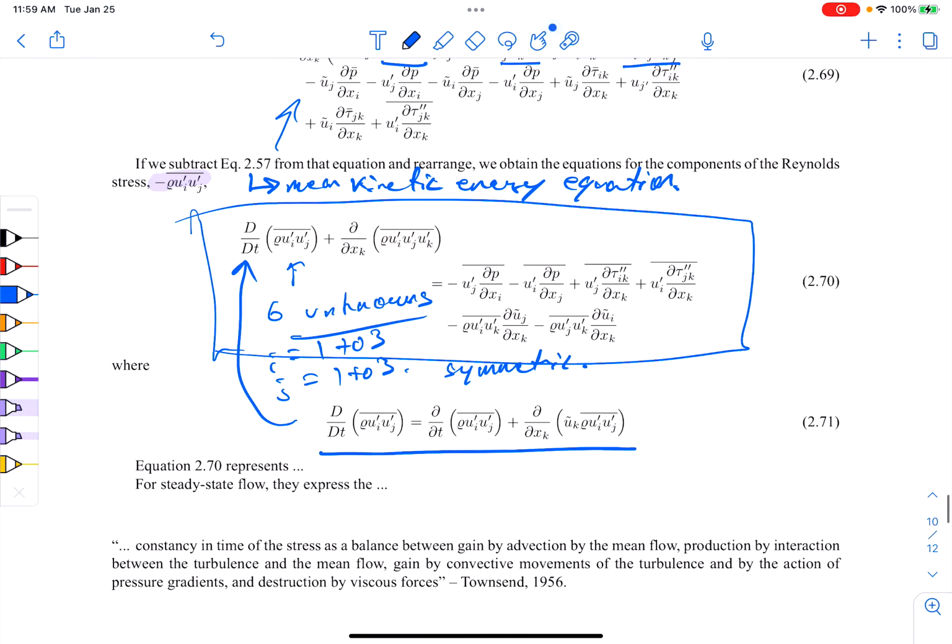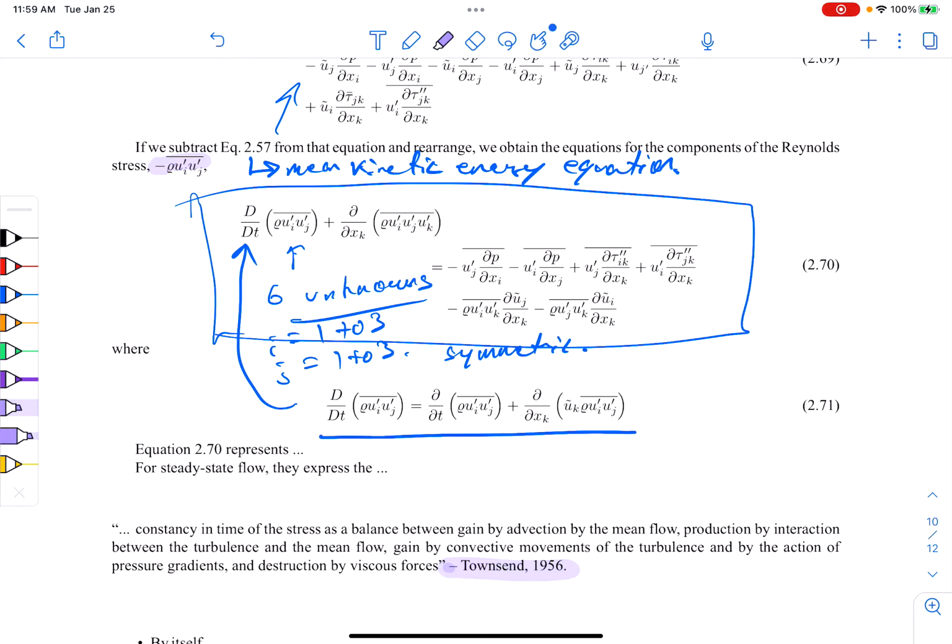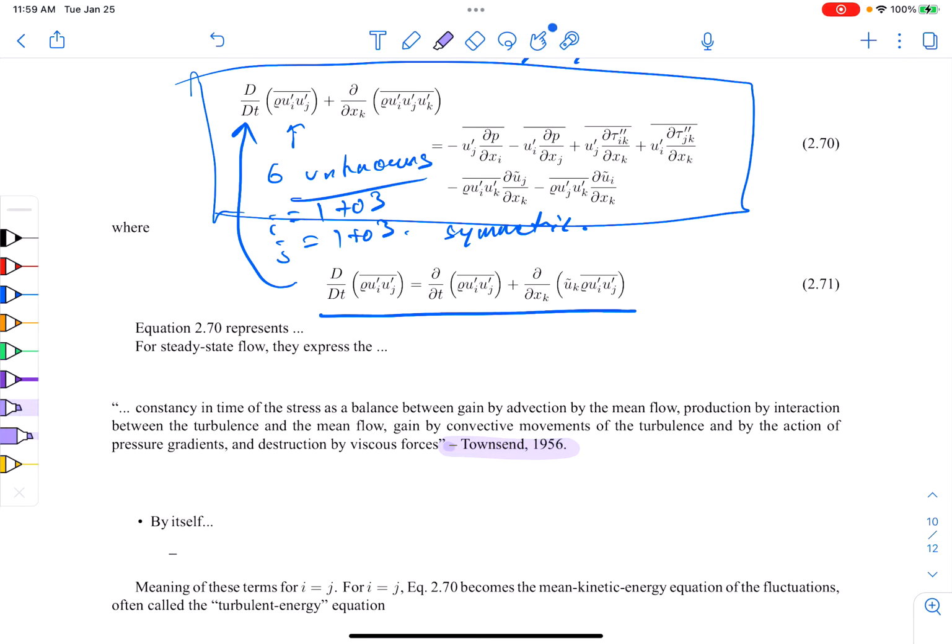So this is a very complicated flow, and someone a lot smarter than me made a quote about it, which I'll just read for the class. It's by Townsend in 1956. You can see that these equations were thought about and derived well before we had digital computers to even solve them, 40 or 50 years later. He wrote: the stress is a balance between gain by advection by the mean flow, production by interaction between the turbulence and the mean flow, gain by convective movements of the turbulence, and by the action of pressure gradients, and destruction by viscous forces. So in one statement, he summarized the balances and what each term in this equation, from left to right, means in terms of tracking the Favre average Reynolds stresses.